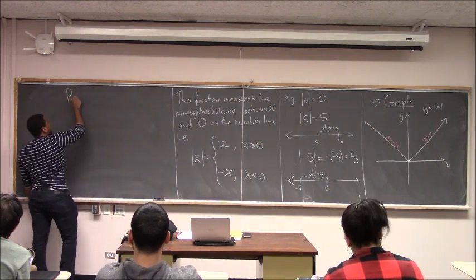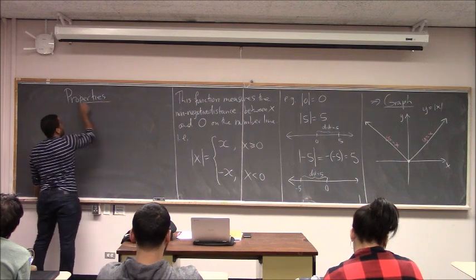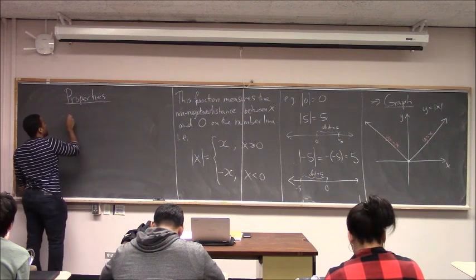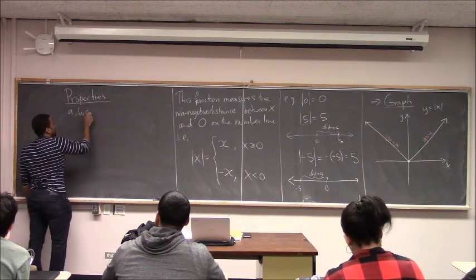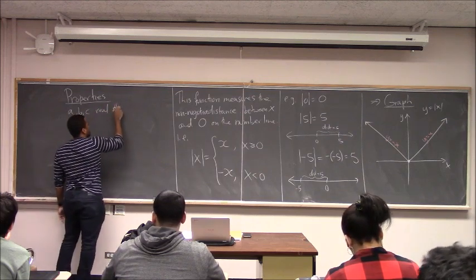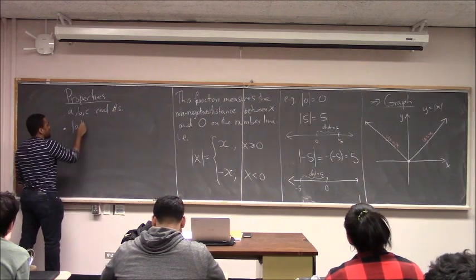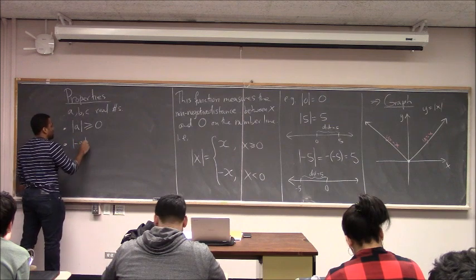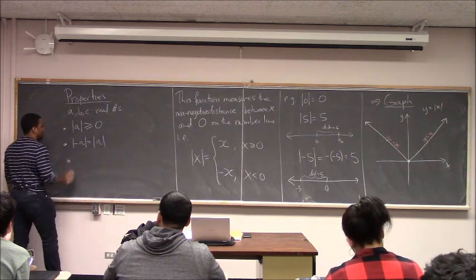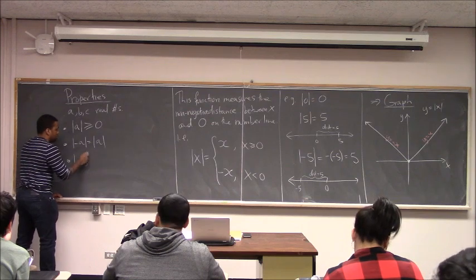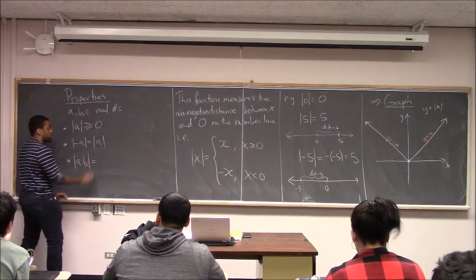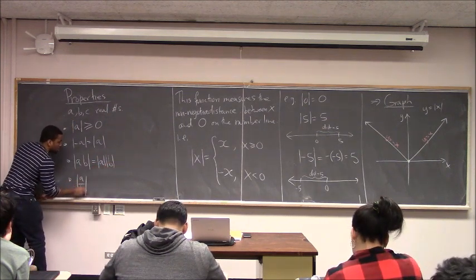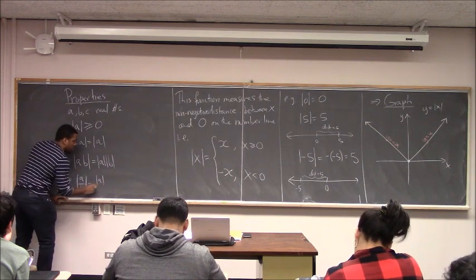So here are some properties that will come in handy. For one, again, let A be any number, then it turns out the absolute value of A is always going to be a number greater than or equal to 0. The absolute value of minus A is equal to the absolute value of A. Absolute value distributes across products. So the absolute value of a product, you can think of it as a product of the absolute values. It also distributes across division. So the absolute value of a division is the division of the absolute values.